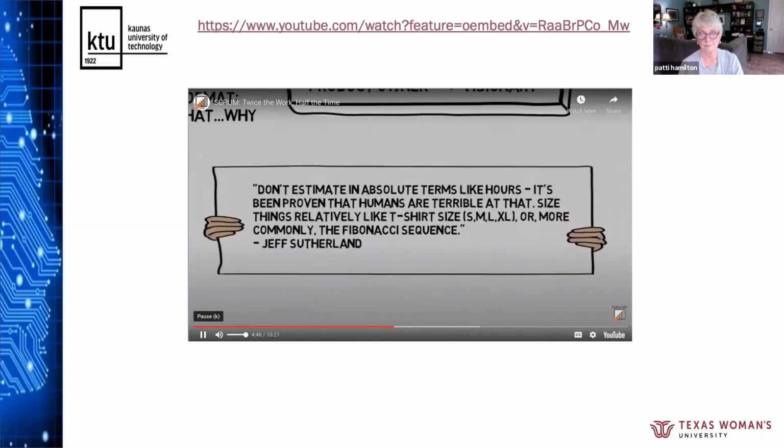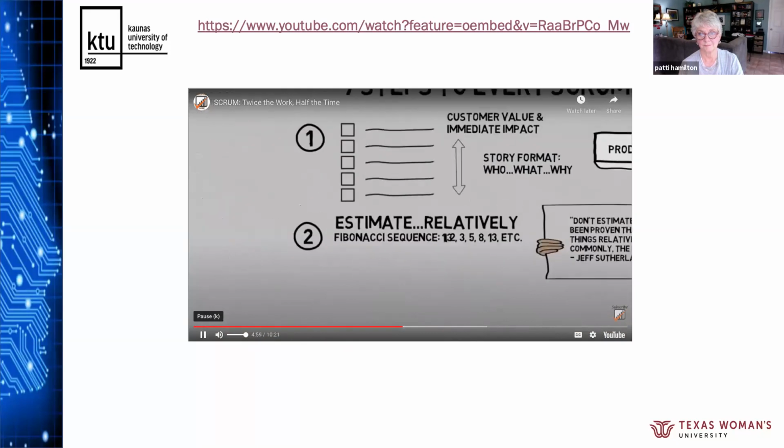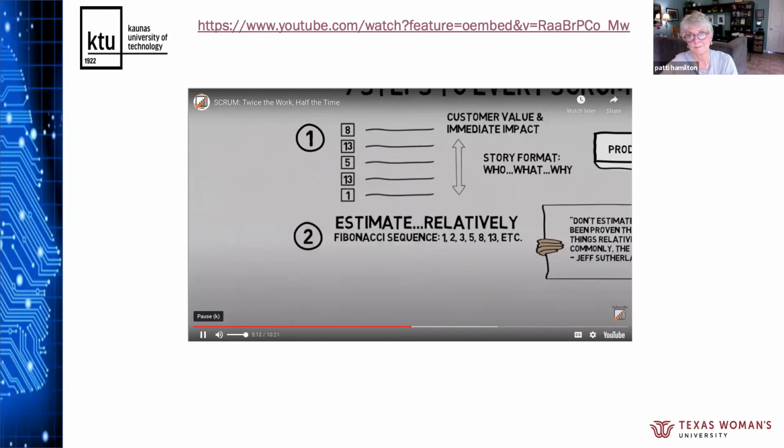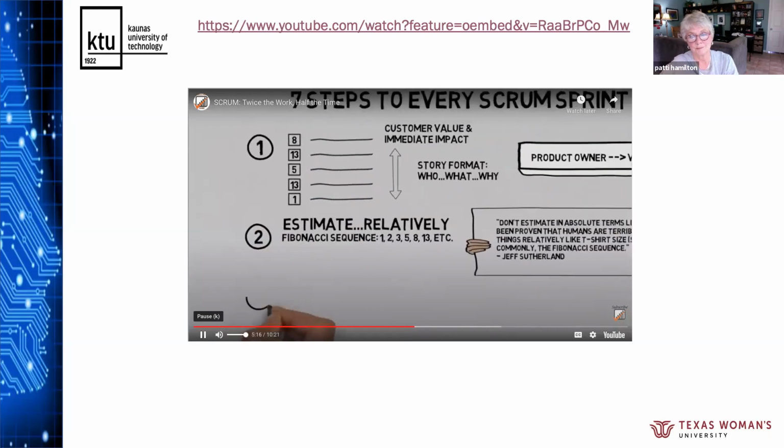Size things relatively, like t-shirt sizes, small, medium, extra large, or more commonly, the Fibonacci sequence. The Fibonacci sequence is very common in nature, so humans are very used to it. They've been used to it for thousands of years. To apply your relative estimate, start with the hardest, longest item. Apply the top end of your Fibonacci sequence range. So for this case, it would be 13. And then estimate all other items relative to the hardest item.